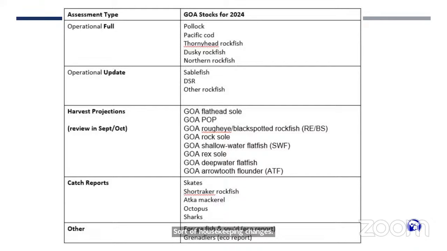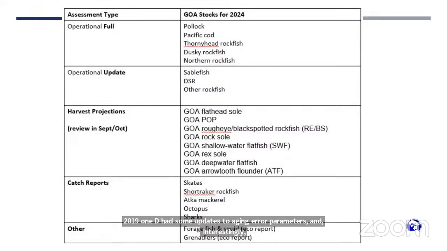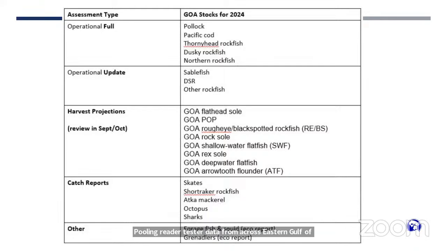Model 2019.1D had some updates to aging error parameters, and interestingly, pooling reader tester data from across the Eastern Bering Sea and Gulf of Alaska regions to increase sample size. I defer to others who maybe have a better understanding of any reason we shouldn't do this, but at first brush, it seems like a reasonable approach to try to increase the number of reader tester observations.